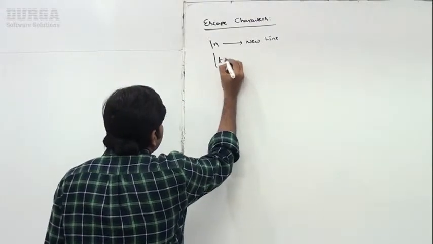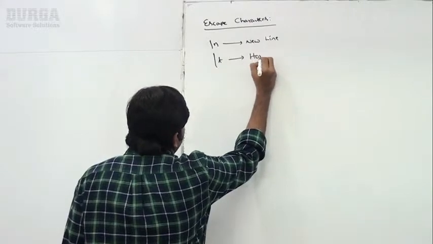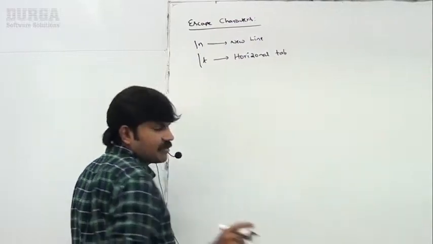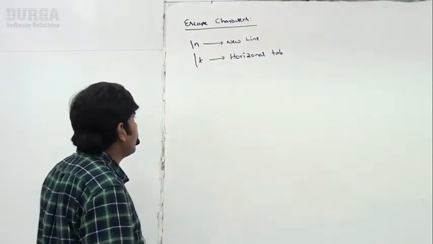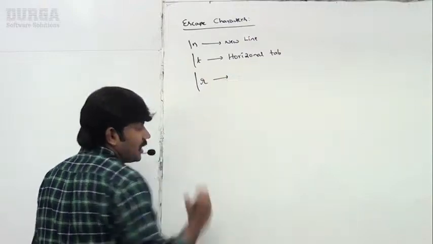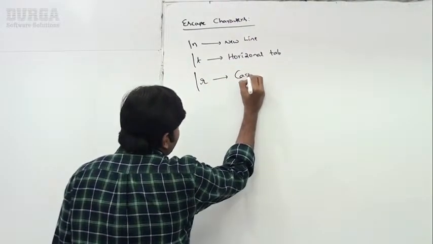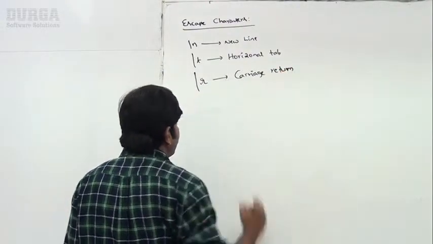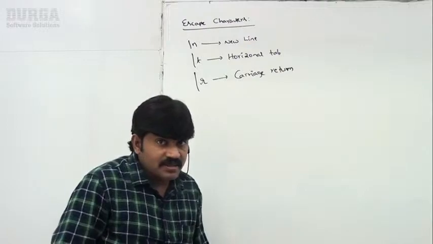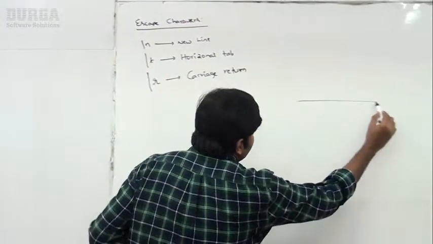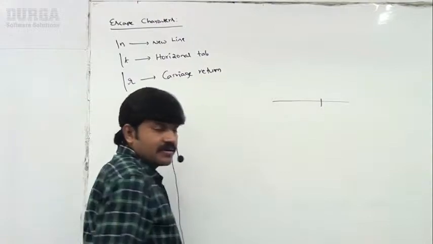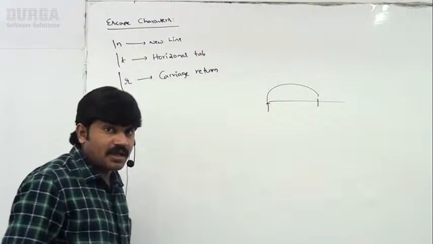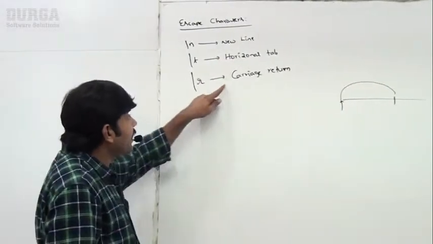Sir, \t is there. It is the horizontal tab character, sir. Tab means a sequence of spaces, like horizontal tab. Sir, backslash r means carriage return. What is the meaning of carriage return? Suppose I have one line, sir. Currently my cursor is located here. I want to move to the beginning of the same line. Then we require to go for carriage return.